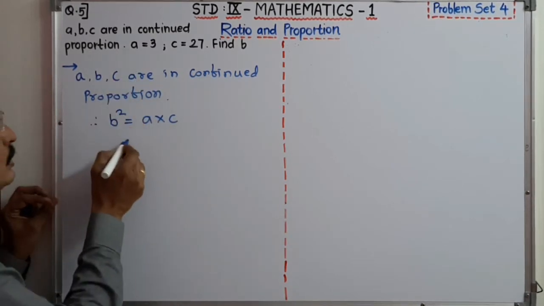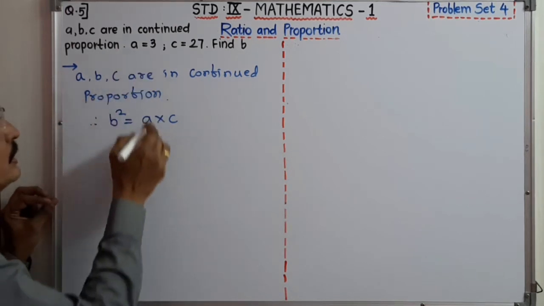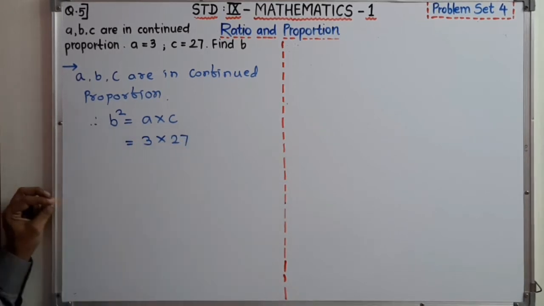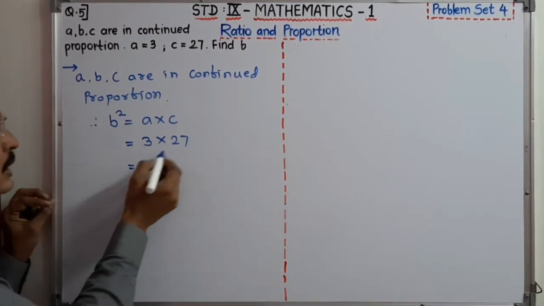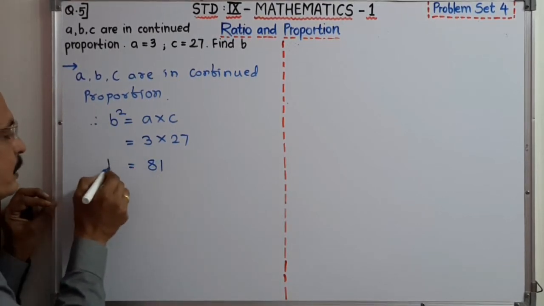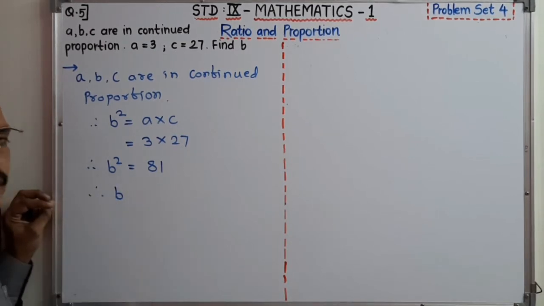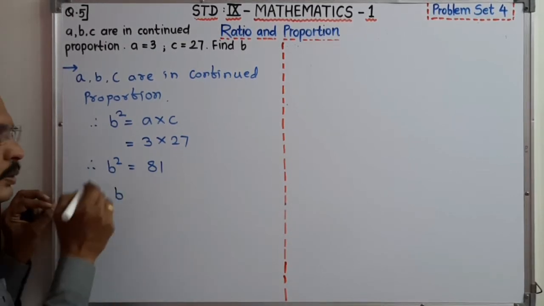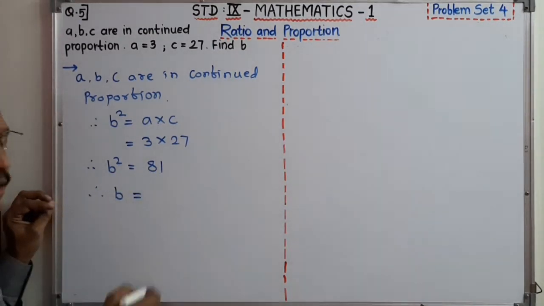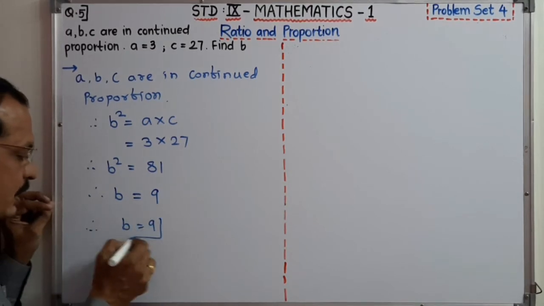See dear student, we have to find this B. Therefore, B square as it is. A is equal to 3 and C is equal to 27. Multiply 27 into 3, it is 81. Therefore, B square is equal to 81. Now we have to take the square root of both sides. Square root of B square is B and square root of 81 is 9. Therefore, dear student, B is 9.